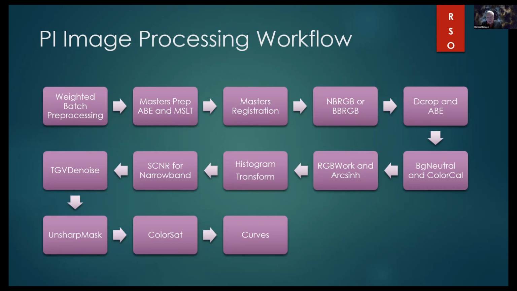The next thing I do is I take the three masters that come out of the weighted batch processing, and I do a little cleanup. I do some background extraction and a little bit of noise reduction on each of those masters before I combine them into a color image. And of course, since each master is like H alpha or S2 or O3 that I'll use in my example here, they're all taken at different times and the images are all dithered. And so you do have to register the three masters before you combine them. Then you're going to make your color image.